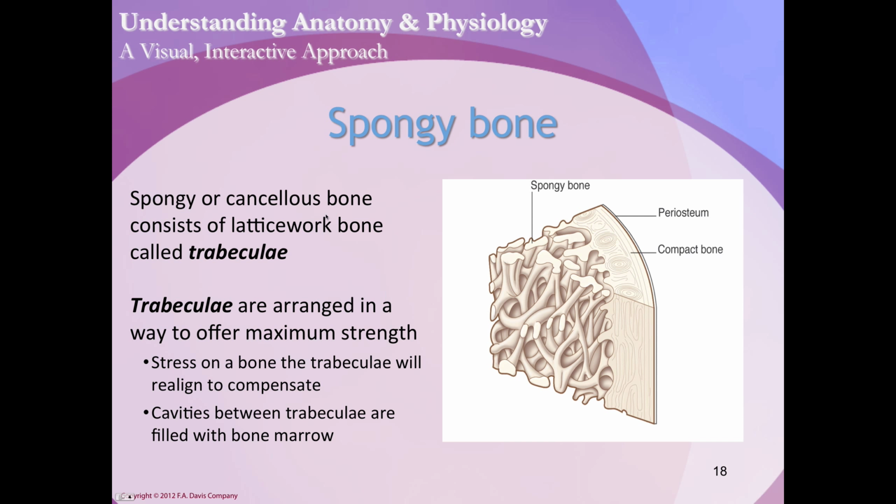So spongy or cancellous bone consists of a lattice work of bone called trabeculae in here, and this is slightly movable. Trabeculae are arranged in a way to offer maximum strength. So the stress on the bone of the trabeculae will realign to compensate. So in cavities between the trabeculae, these are filled with bone marrow. So think of a sponge. This is basically what that does. And then in order to maintain strength for when you have compression, then we have this stuff out here called compact bone, and that's on the side. So what it does is that this enables the bone to be strong and bendable, but not break.